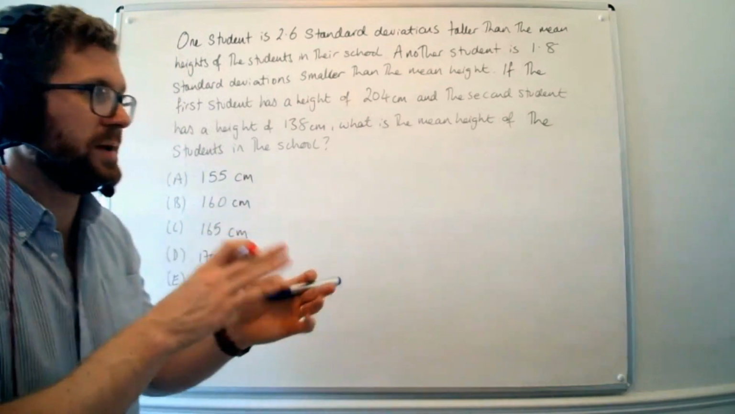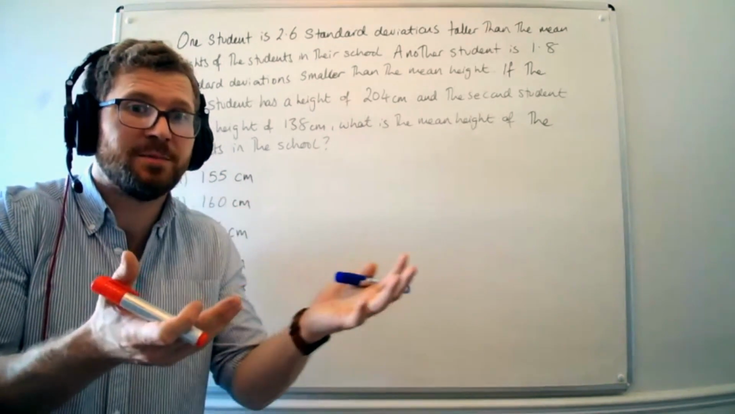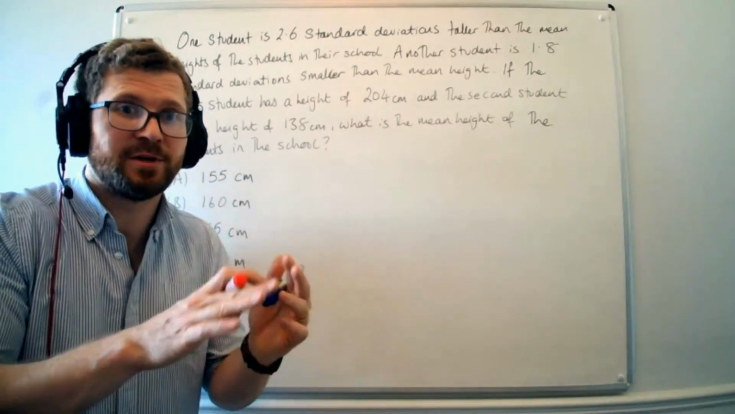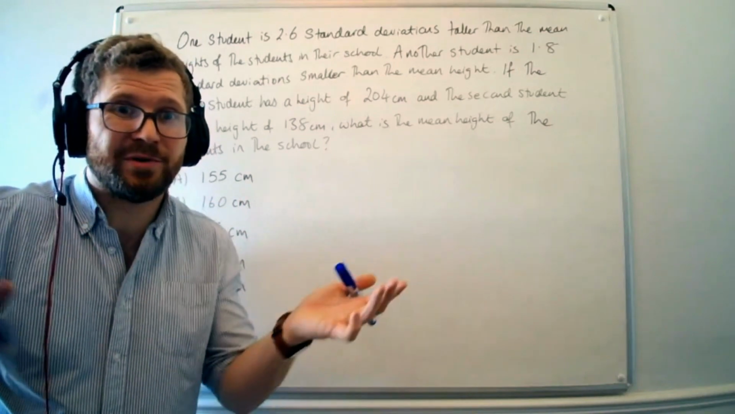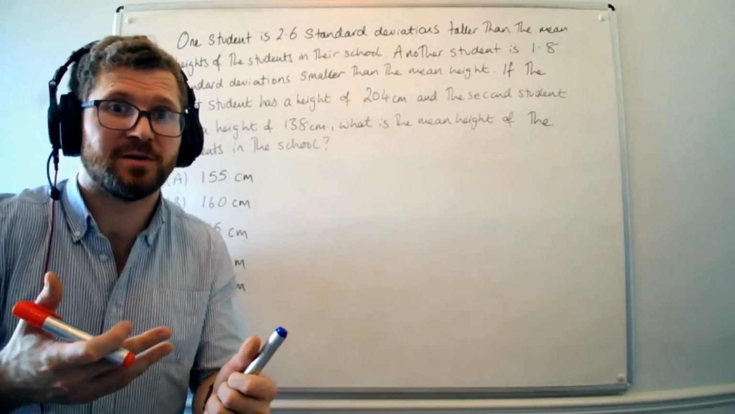So there's two ways that I would think about this. One is algebraic and one's a bit more graphical. I'm going to go down the algebraic route first, and then I'll show you the graphical method. It doesn't really matter which one you go down. Both of them are about the same. It's just which one you feel more comfortable with.